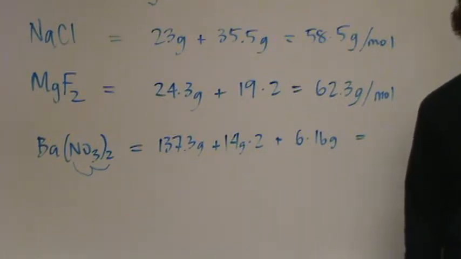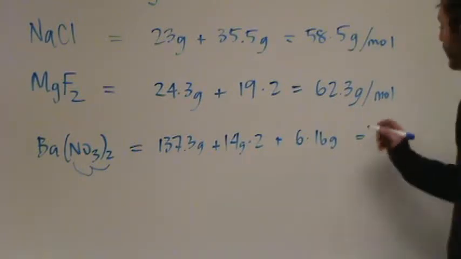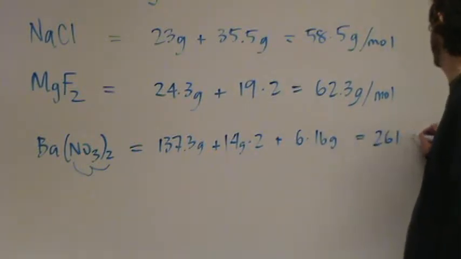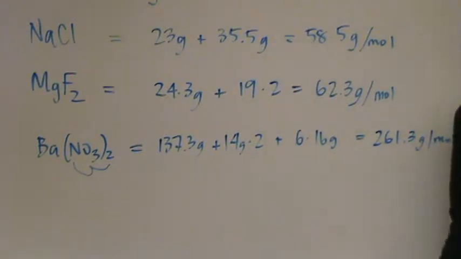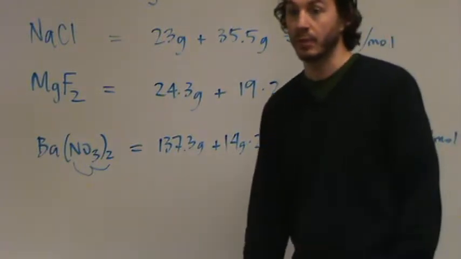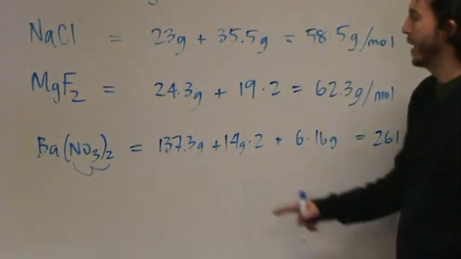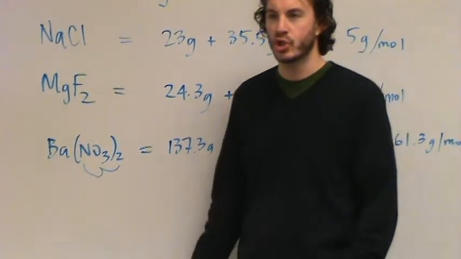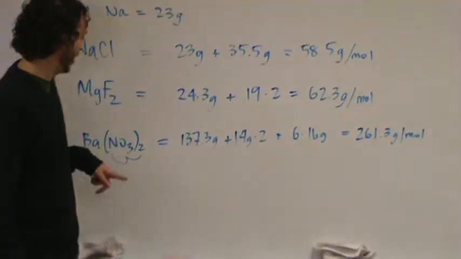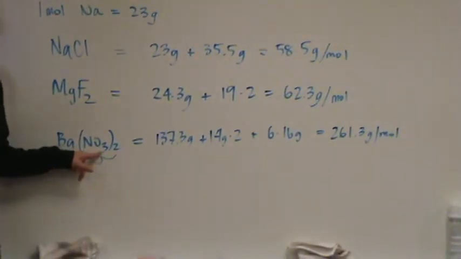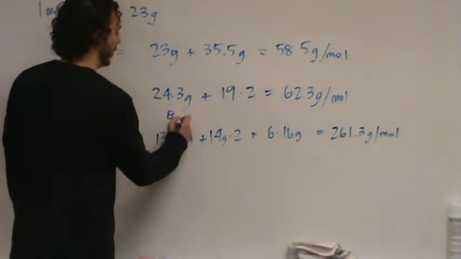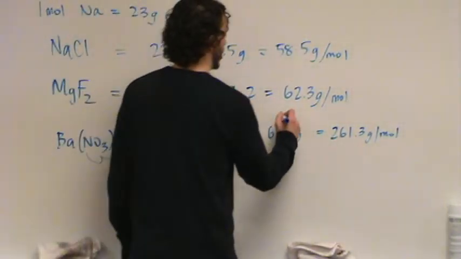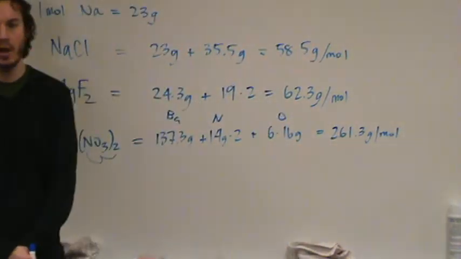261.3 grams per mole. Where does that 16 come from? Oh, that's the molar mass of oxygen. If you can't see here, here's the barium, here's the nitrogen, here's the oxygen. We're just adding all of those together, that's all.